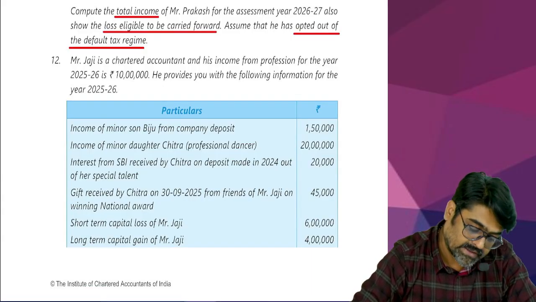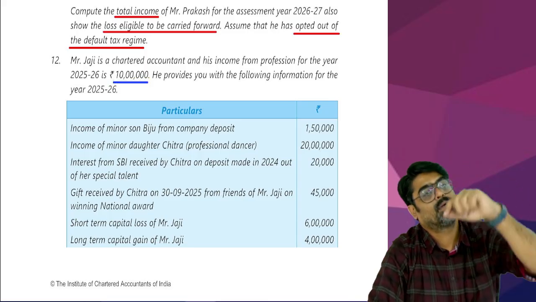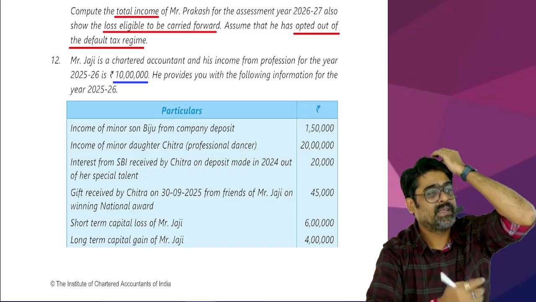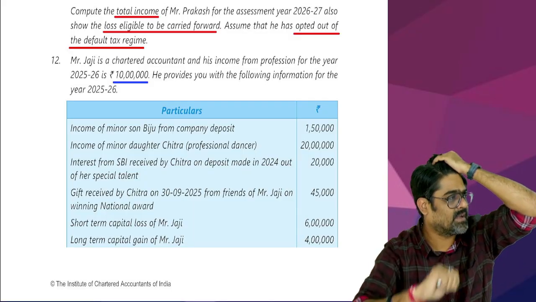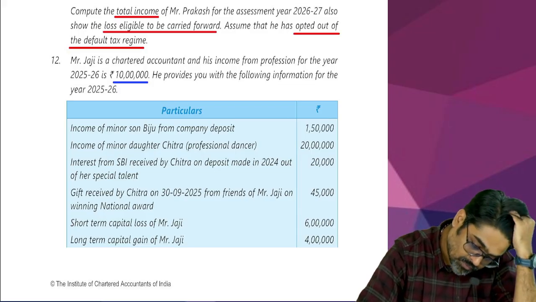So income from the profession is 10 lakhs. Can I say this is his PGBP income? This is his PGBP income. Income from profession. Yes or no? He provides you the following information. Income of minor son Biju from a company deposit.